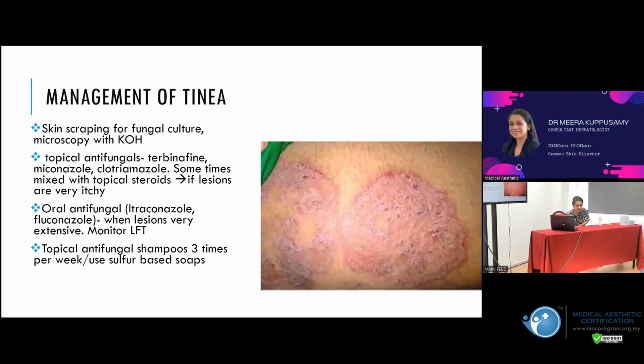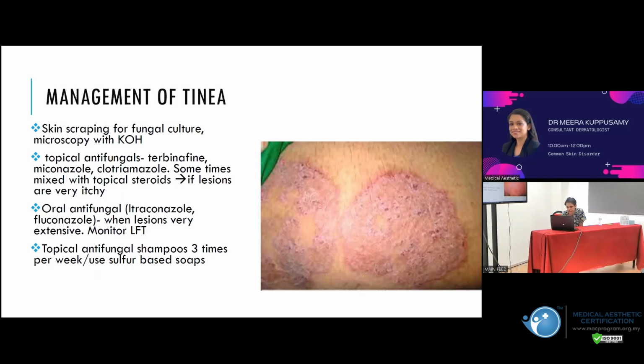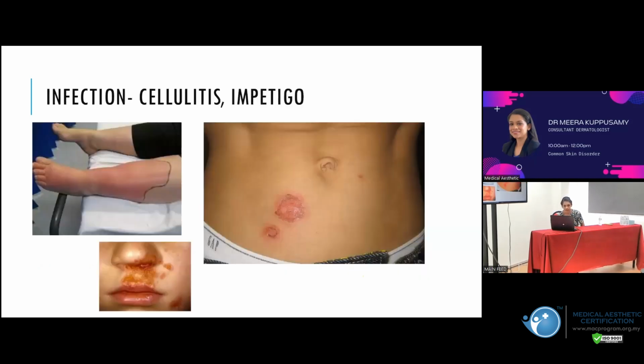And then I use these antifungal shampoos. I ask the patient to use it as a body wash. This is additional. Generally, after the skin lesions resolve, I tell them to just use the antifungal shampoo as maintenance 2 or 3 times a week. Anything else about fungus? Okay, that's all.